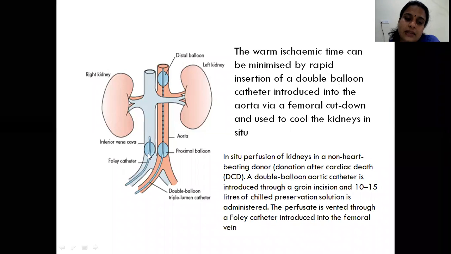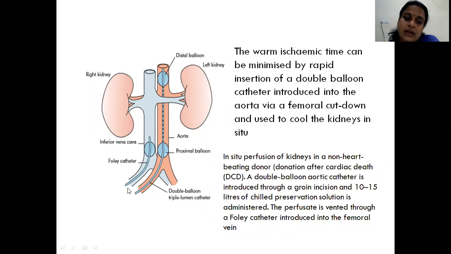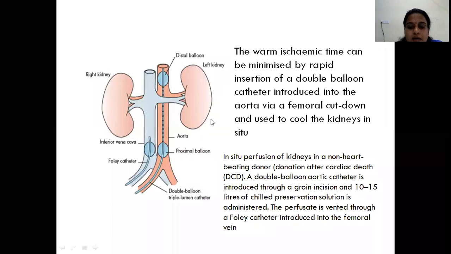As soon as you get the patient, you will cannulate the femoral vein and artery, and through that you enter the inferior vena cava and abdominal aorta, and then through the double balloon catheter you inject the coolant or perfusing liquid. This is important to decrease the warm ischemic time. For non-heart beating donors, that is the cardiac death donors, 10 to 15 liters of chilled preservation solution is administered.